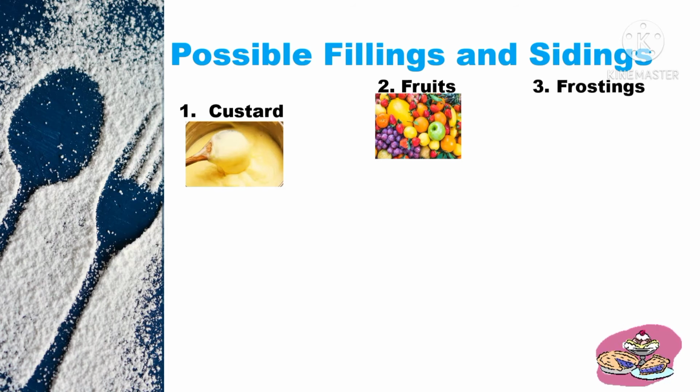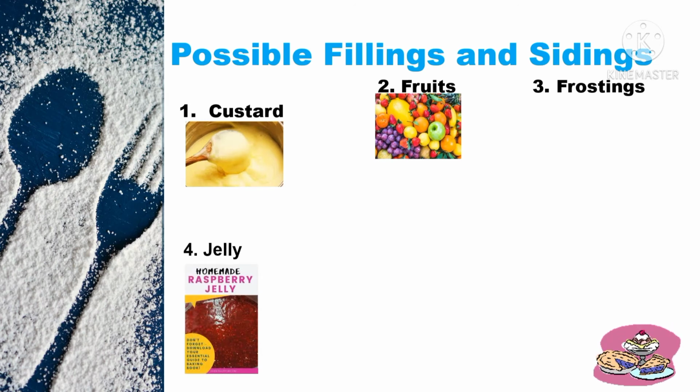Third one, frostings. Some of the common frosting types that are used as fillings are buttercream, boiled icing, cream cheese, whipped cream, and ganache. Cakes with frosting fillings should be stored according to the type of frosting that you are going to use. Number 4, jelly.